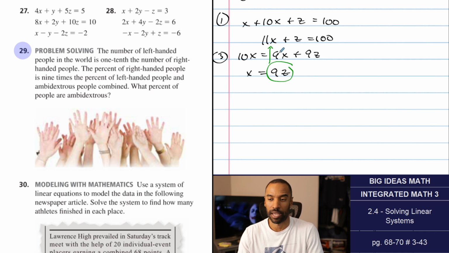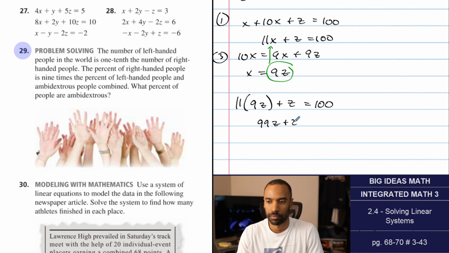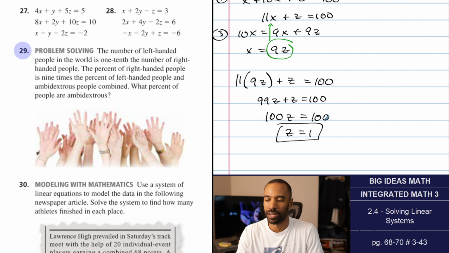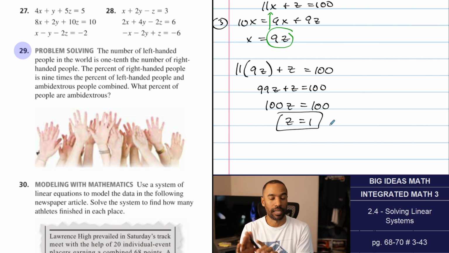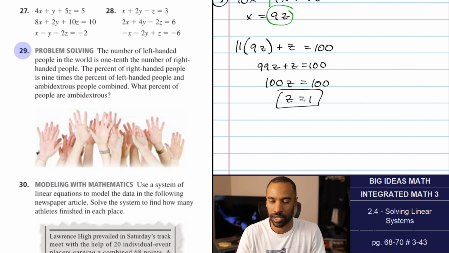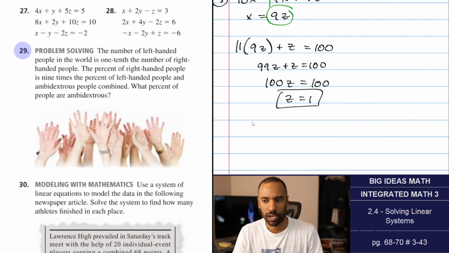What percent of people are ambidextrous? So 11 times 9z plus z equals 100. Oh, I thought this was going to be 0. So 100z equals 100. So z equals 1. 1% of people, that's all they wanted. They didn't want the percentages of the others. I assume the others are 90% and 9%. Yeah, 90%, 9%, and 1%.